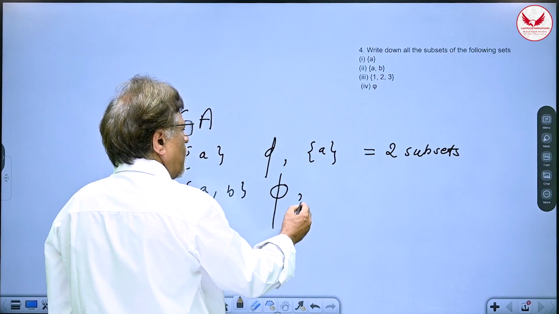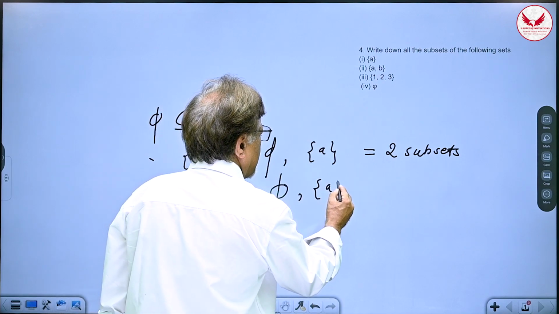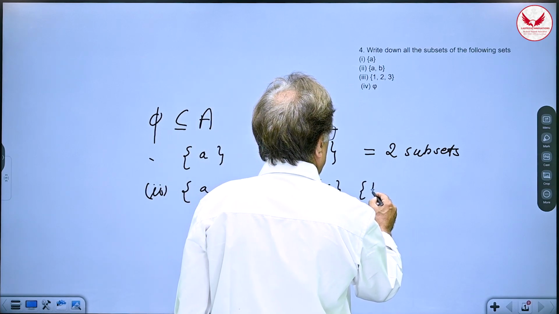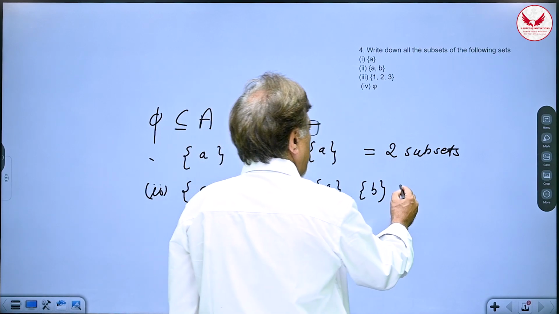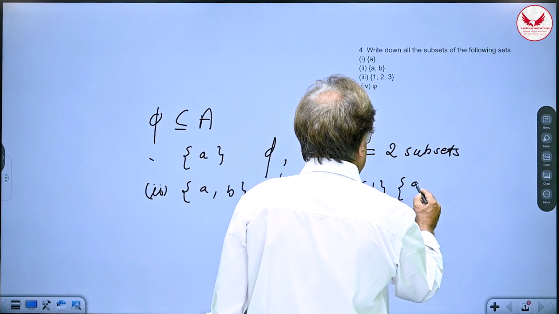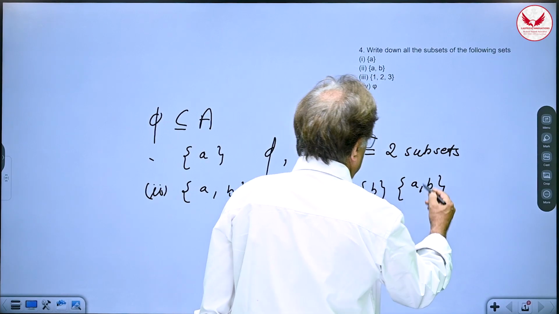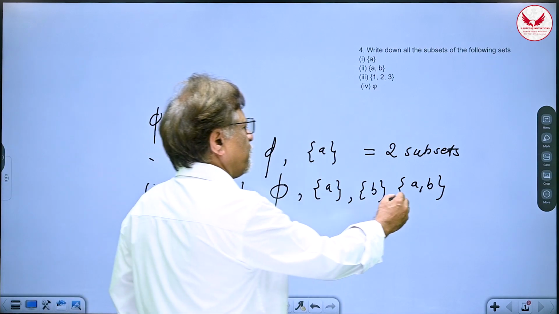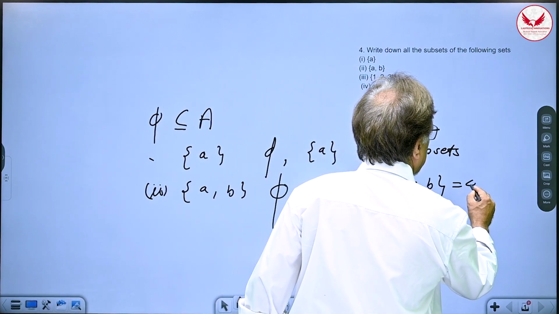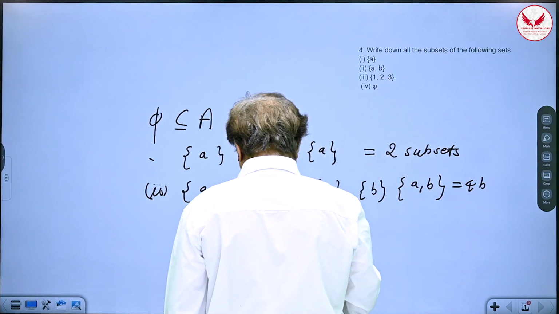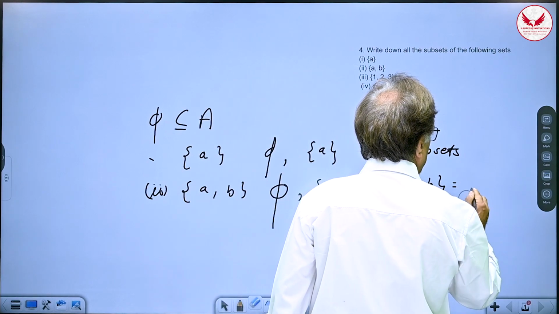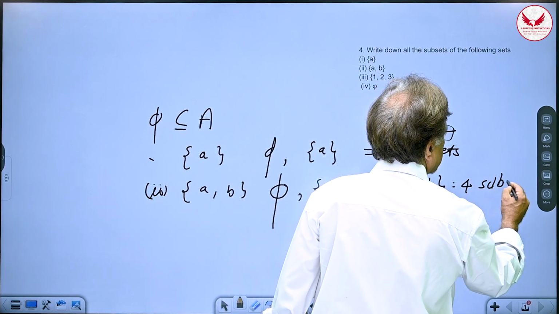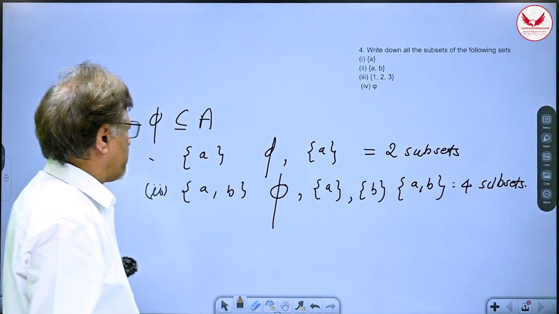Then let us take out all singleton sets. So singleton A is a subset of A. Singleton B is also a subset of itself, right? And as I said, the whole set itself can be considered as a subset of itself. That means now this set has got 4 subsets.